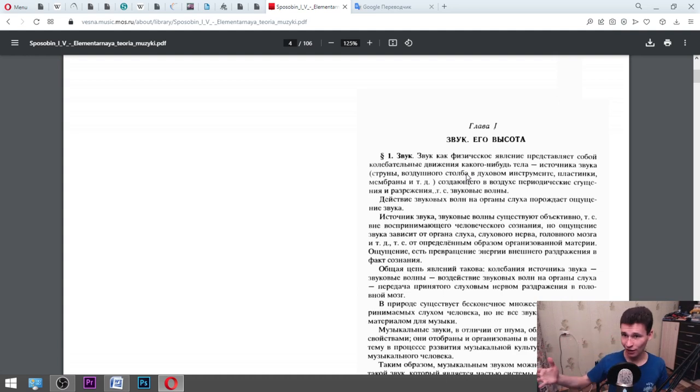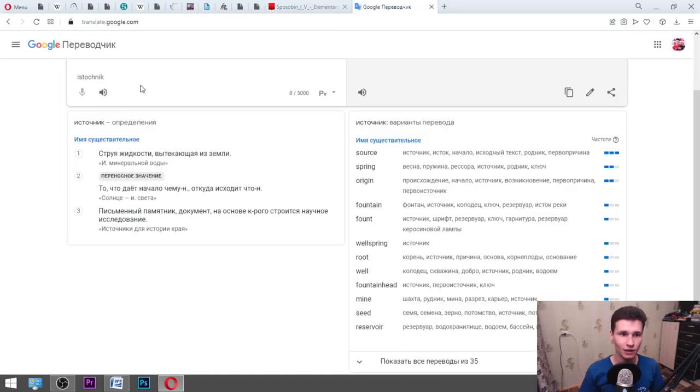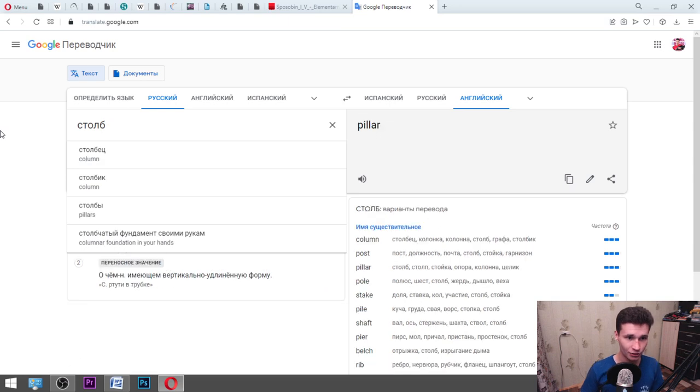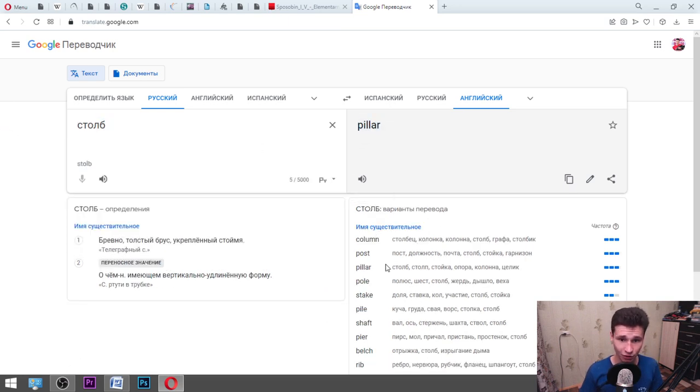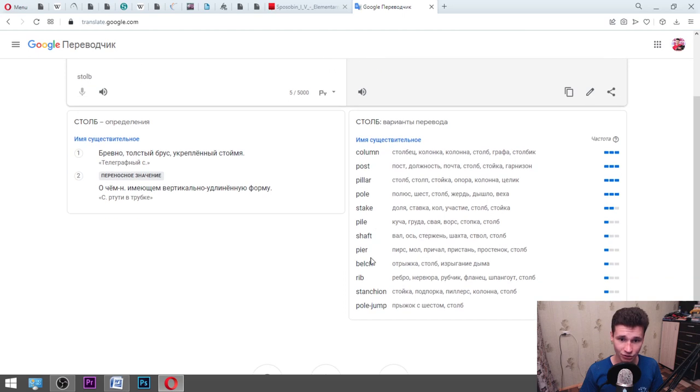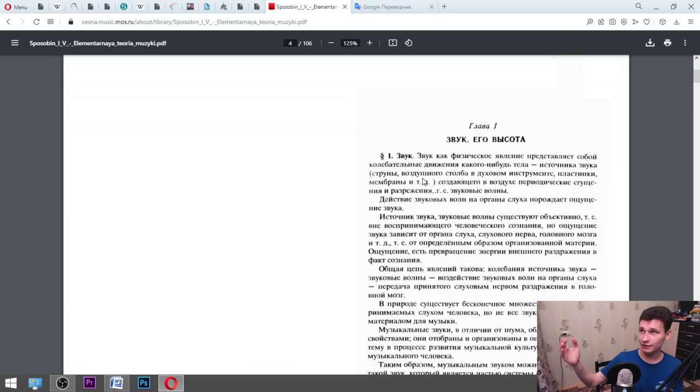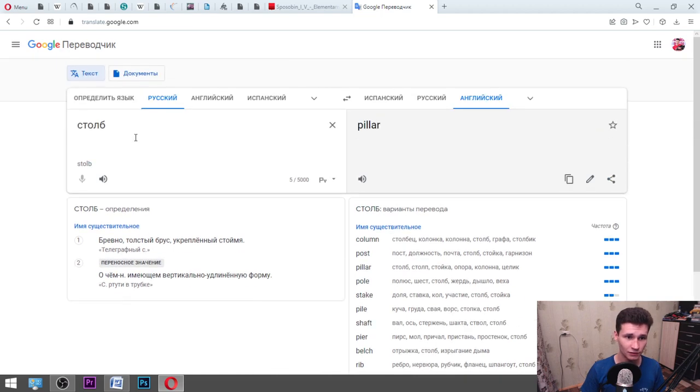Столб in the meaning of our life means like a pole. Let's translate it by the way, I don't know what's the name of it in English. Column, pillar, post, pole, stake, pile, shaft, pier. Столб in the meaning of it is like you're going on the street and you can't find a sign on it. В духовом инструменте. Духовой means the flute and wind instruments.